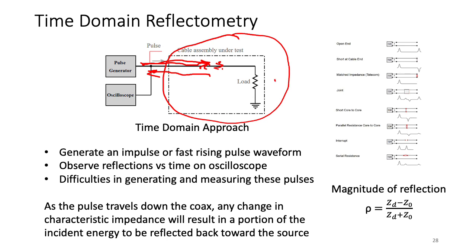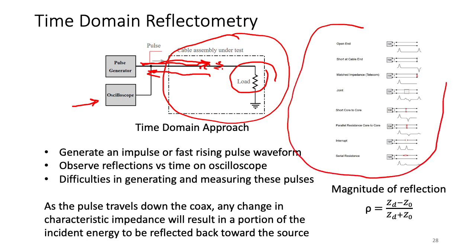If the cable is terminated with its characteristic impedance, I would expect to see no reflection coming back, or a very small amount of reflection. The way people have done this in the past is by using a step response or an impulse response generator and looking at the response on an oscilloscope. Here are some oscilloscope patterns, for example, for various conditions on the transmission line: an open, a short at the cable end, matched impedances, etc.